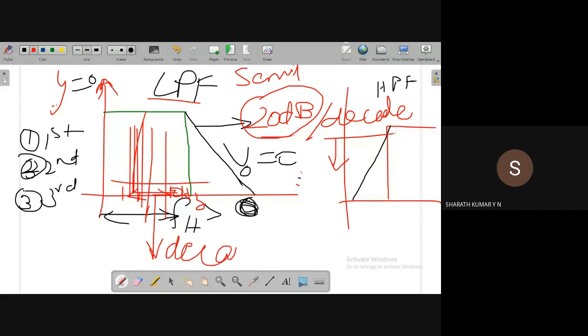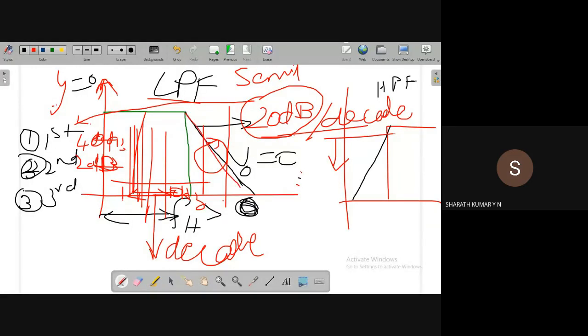So if the gain reduces at a rate of 20 dB, for example from 40 dB to 20 dB, for a 10 times variation in the frequency, that is called a first order filter. Since in a low pass filter the gain reduces, we represent it as minus 20 dB per decade.